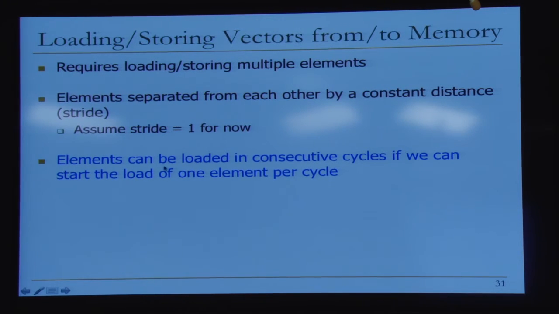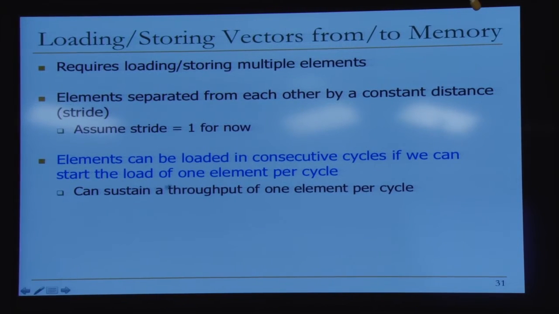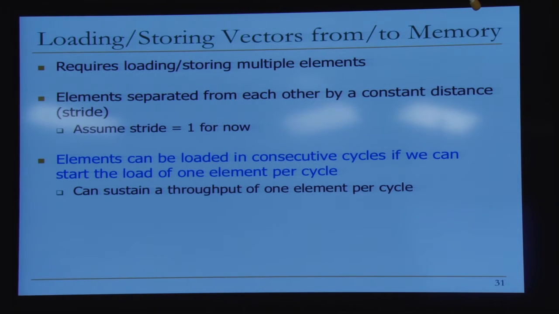If this is the case, elements can be loaded in consecutive cycles if we can start the load of one element per cycle. Actually, you don't need to assume stride equal to 1 for this to be true. If this is true, you can sustain a memory throughput of one element per cycle. And that's what you would like in a vector processor: you get one element per cycle and you send it to the functional unit.